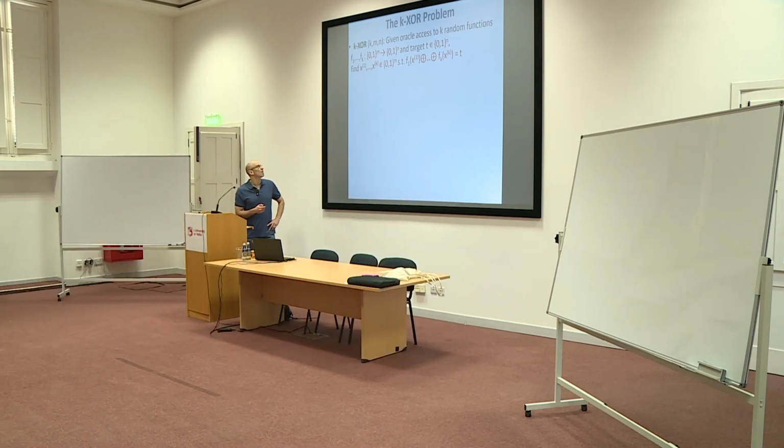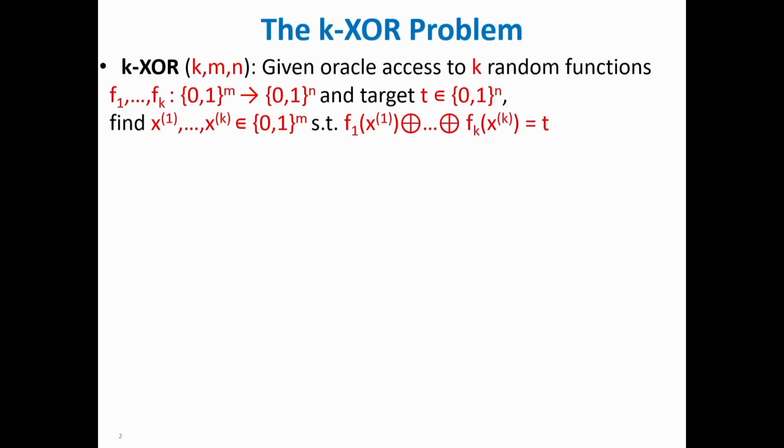And the goal is basically to find a k-tuple of inputs to each function such that f1 applied to x1, XOR f2 applied to x2, up to fk applied to xk equals the target t. Okay, so that's basically the k-XOR problem. That's the definition. I should say that there are several variants of the problem. Sometimes you define it with a single list, with a single function. This is the kind of variant that has the most applications in cryptography, and this is why I'm defining it this way.